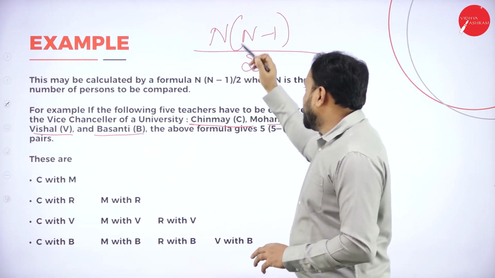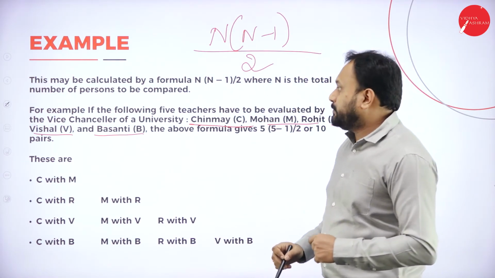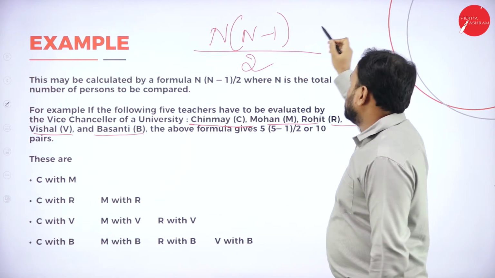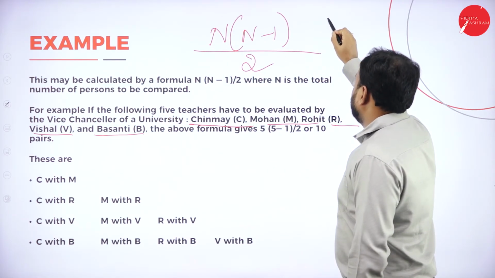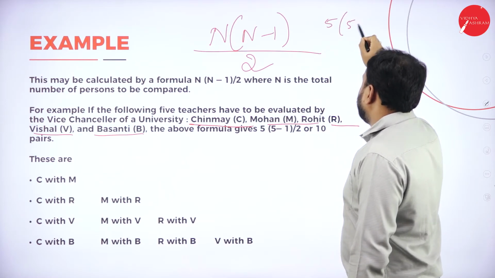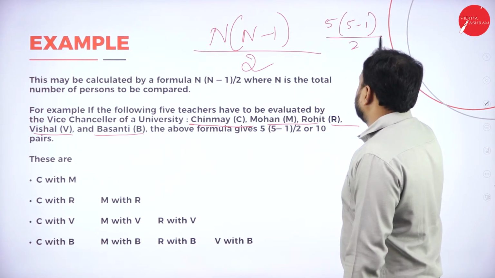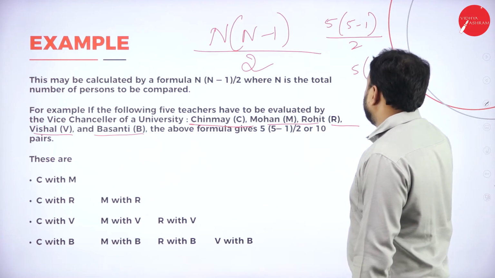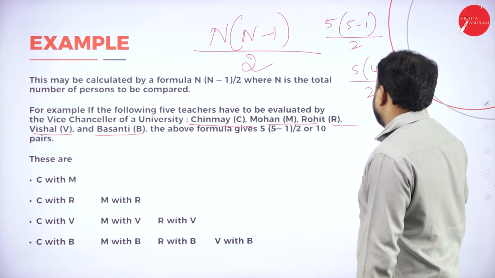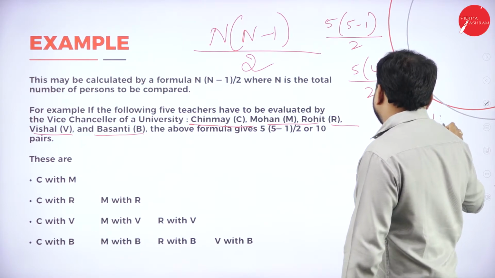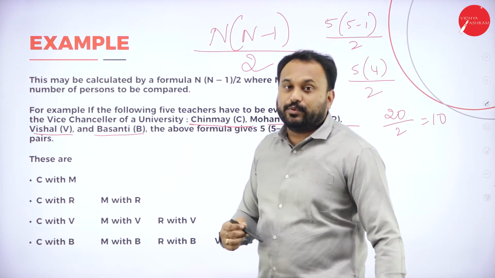I have given the formula where n is the total number of persons to be compared. So if n is 5 here, what happens is 5 into 5 minus 1 divided by 2. Now 5 into 4 divided by 2. 5 fours are 20, 20 divided by 2 is equal to 10. So this is how you are supposed to go with the calculation.